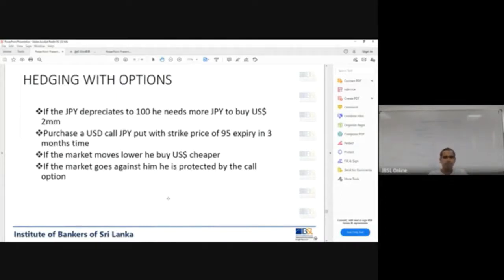If the yen depreciates to 100, he needs more yen to buy $2 million, right? So he can buy a dollar call yen put with a strike price of 95 expiring in 3 months. If the market goes lower, he buys dollars cheaper. He can forget about the option, let it expire, and buy dollars at a cheaper price. If the market goes against him, he is protected by the call option.